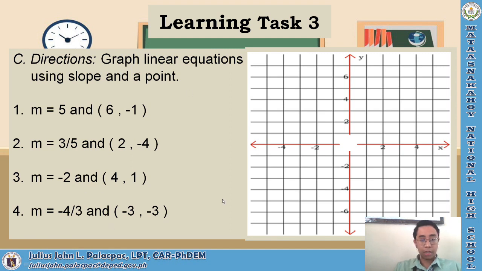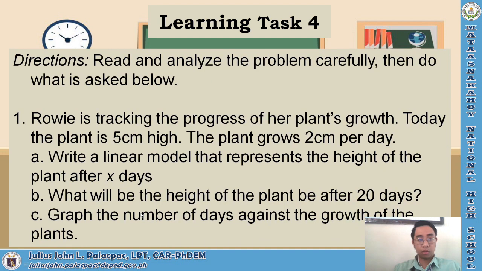So we have here -2, -3. So from 0, 1, 2, 3, 1, 2, 3. So this is the first point. And then negative 4, downward, 1, 2, 3, 4. So if the first number is negative, the second number is positive. So positive 3 is to the right. 1, 2, 3. So 1 point here, 1 point here. Connect those points. You will have your own graph based on slope and a point.